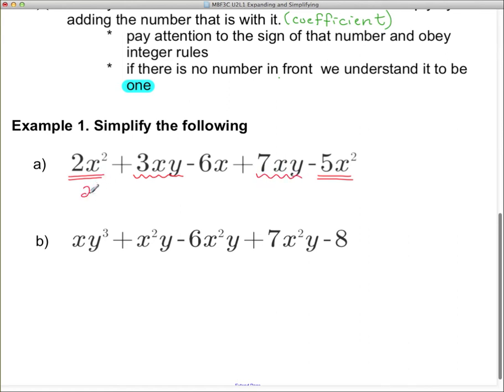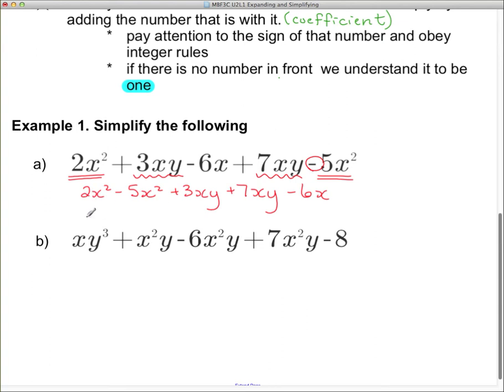You can write 2x squared minus 5x squared plus 3xy plus 7xy minus 6x. You can swap them around. Just make sure that the sign that was with it, see this is minus 5x squared, it's still minus 5x squared down there. Okay. And now once you've got them all combined, you've got them collected, we got to put them together.